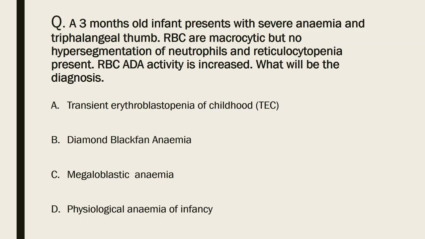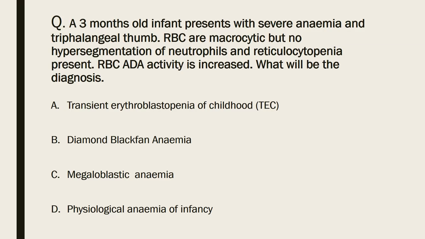So in this macrocytic RBC, it is not the TEC. In TEC, RBCs will be normocytic, and in TEC, ADA level will be normal. So again, this is not the TEC. Now, the second option is Diamond-Blackfan anemia. In Diamond-Blackfan, I will tell you the detail, RBC size will be macrocytic and the RBC ADA level will be increased. So this is probably the right answer.